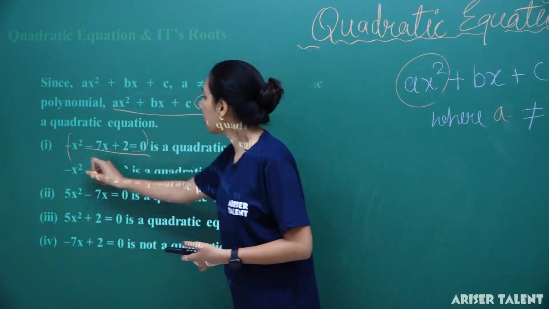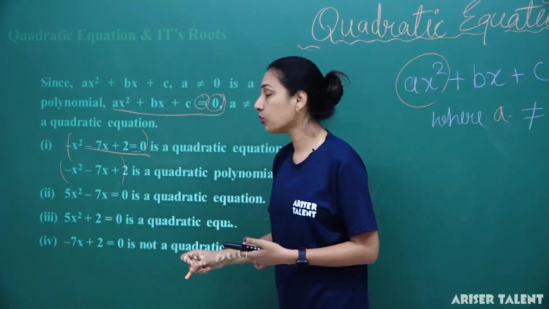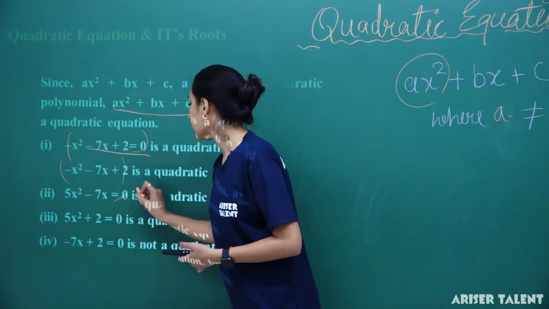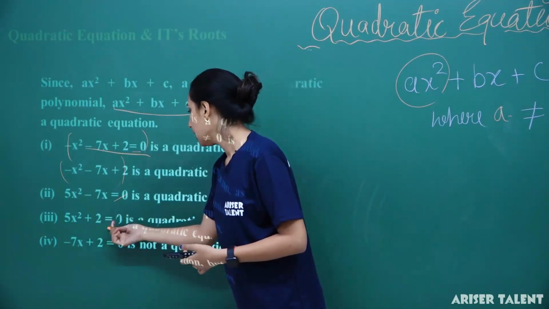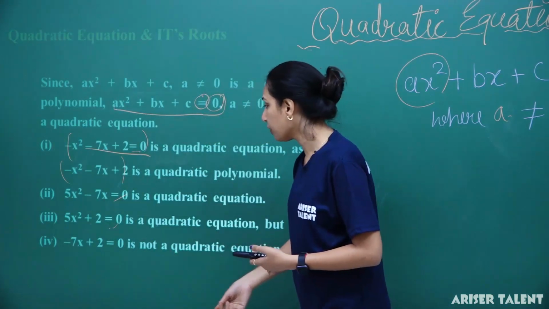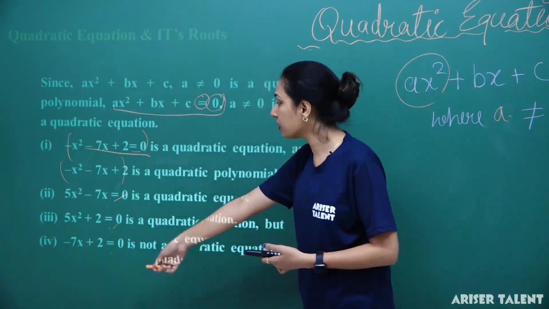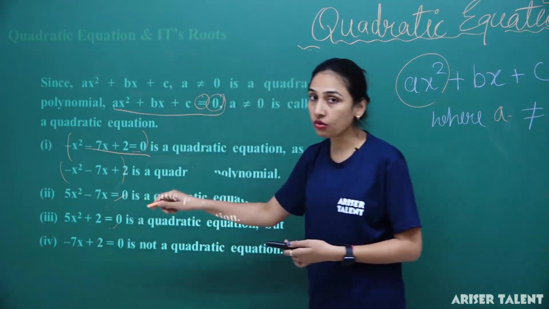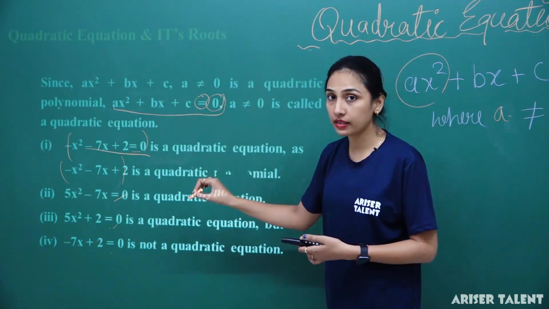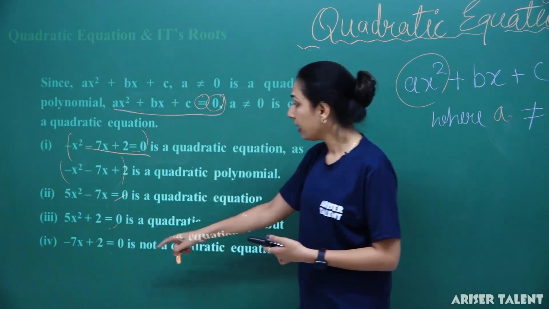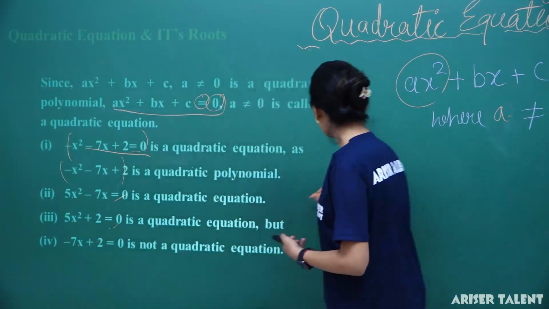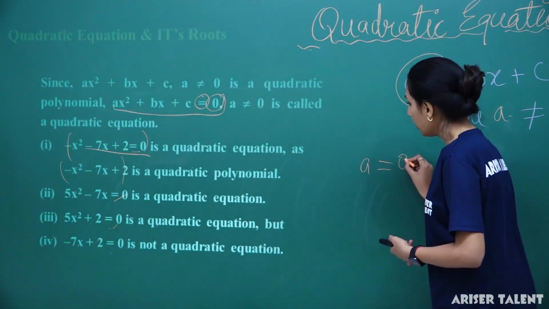Now, if this is a quadratic equation, it is because we are having this equal sign, but what is this? A quadratic polynomial. Here, this is an equation and this is also an equation, a quadratic equation. Now, this is an equation, but this is not a quadratic equation because it's not having its highest degree as 2. Okay, because the a is equal to 0 in this case.